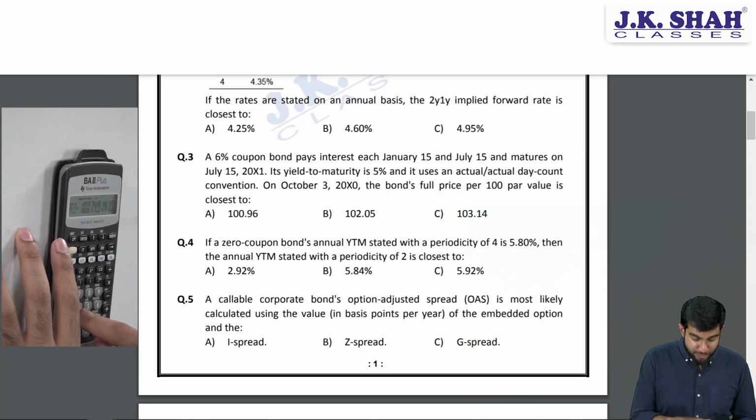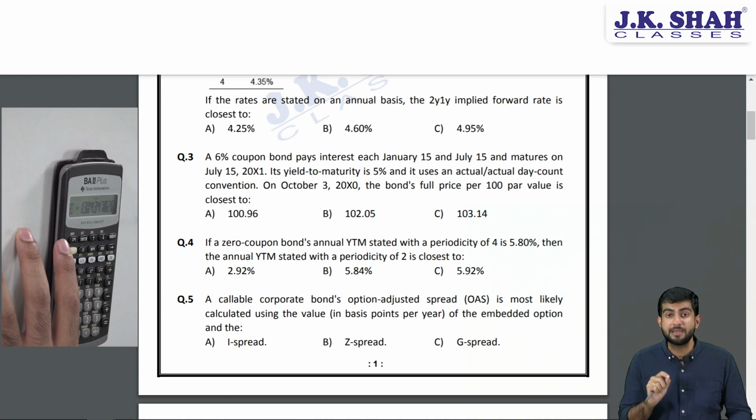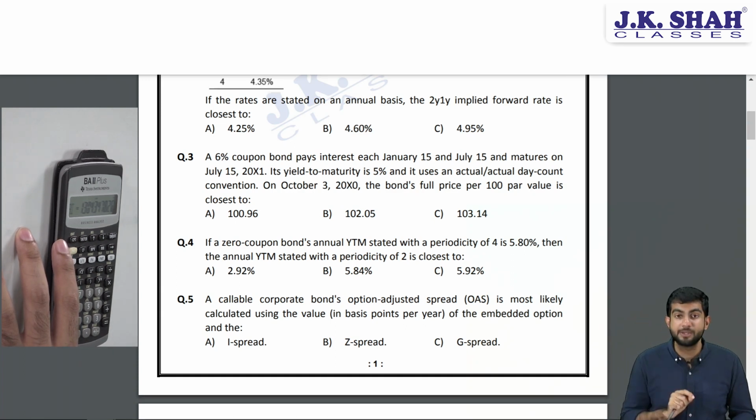I press store, I press 1 number key. I have stored this value in my 1 number key. Press the down arrow. I am getting AI. AI stands for accrued interest. It's 1.30. I store it in my 2 number key.